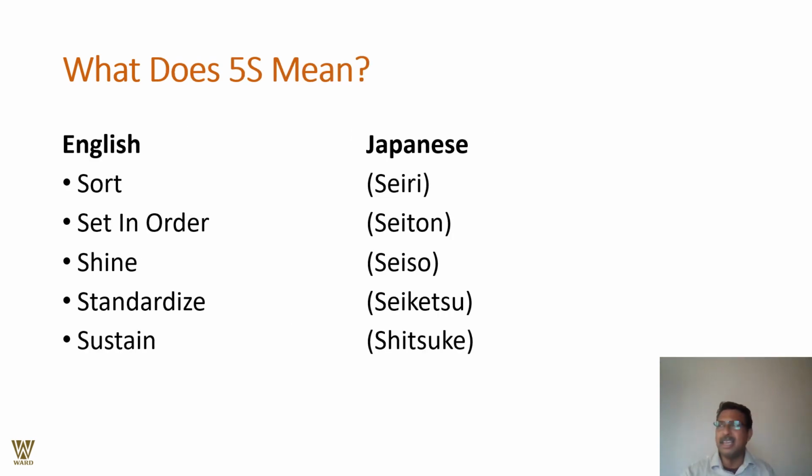It is basically a Japanese term that comes from Seiri, Seiton, Seiso, Seiketsu, and Shitsuke, if I may say so. In English, that would be sorting is Seiri, set in order is Seiton, shine is Seiso, standardize is Seiketsu, and sustain is Shitsuke. So the 5S is originally from the Japanese. The Toyota Manufacturing Company would be the original originator of this 5S concept of lean manufacturing.